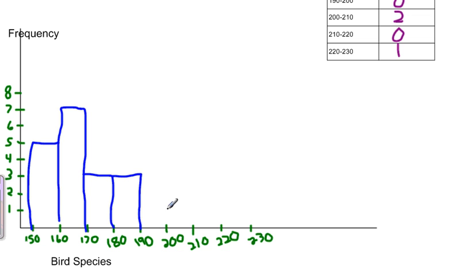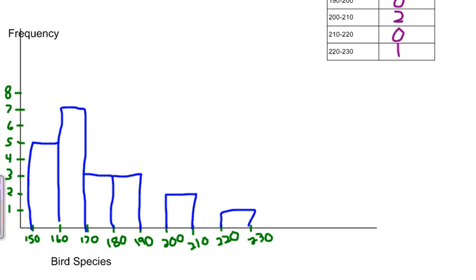From 190 to 200, we had 0, so this would be a gap. From 200 to 210, we had 2. From 210 to 220, we had 0, so that's another gap. And then from 220 to 230, we had 1. So besides my lines being horribly crooked, that would be my histogram.